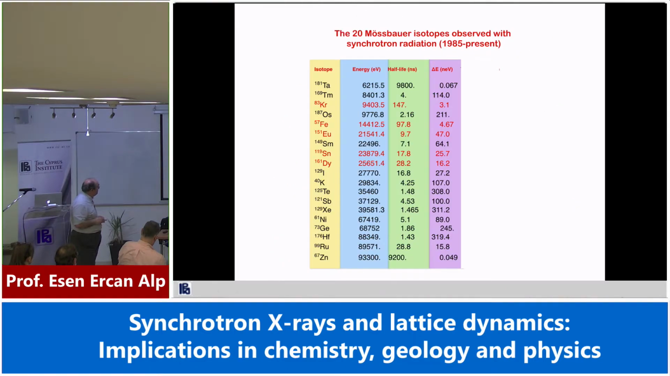And as I mentioned, about half of the periodic table have Mössbauer transitions, but about half of them are observed using synchrotron radiation up to 100 keV. We don't work with all of them. We selected a few, like tin, dysprosium, europium, iron, and krypton, and we make science using those isotopes.